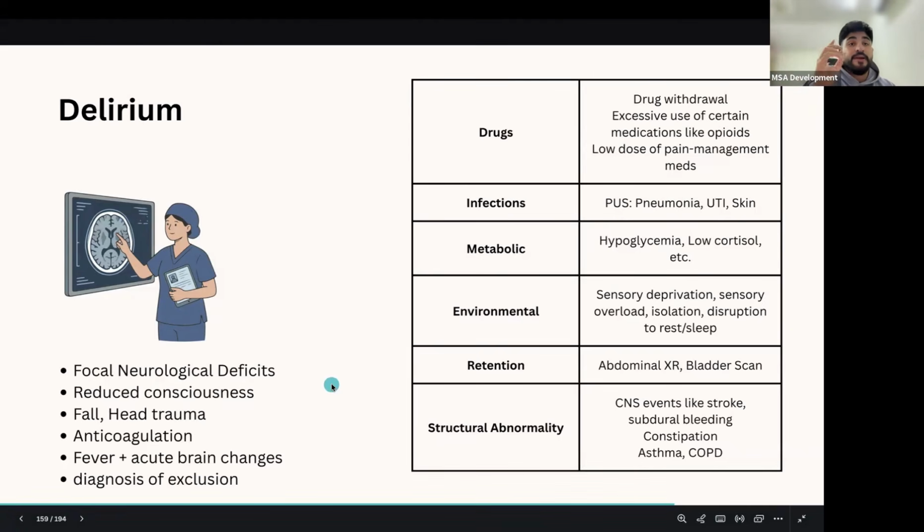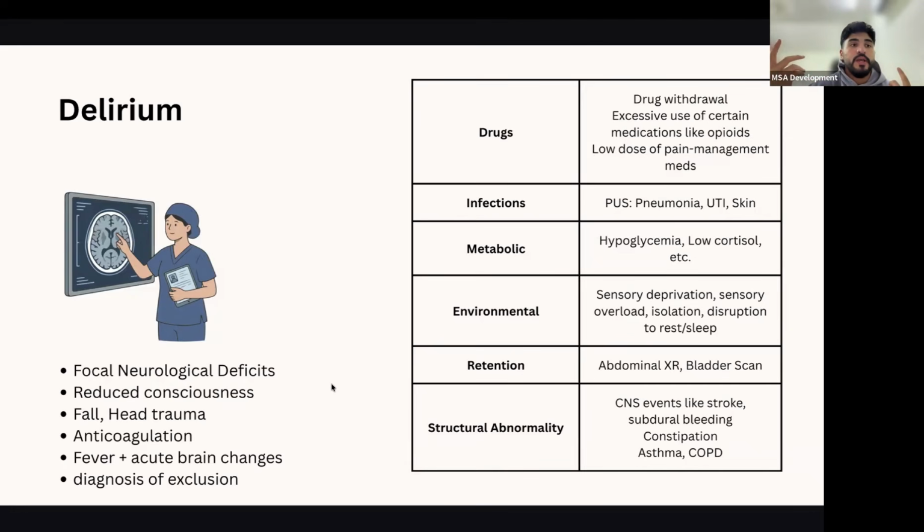When a patient has a focal neurological deficit, for example numbness or paresthesia in their hands or legs, or they can't feel half of their face or can't smile properly, indicating stroke, you'll do it. If they have reduced consciousness, which in our case they do, you need to do it. If they had a history of a fall or head trauma, you have to do neuroimaging.